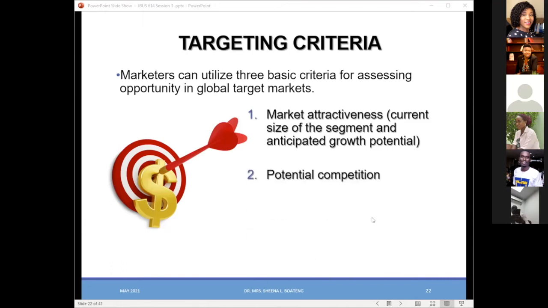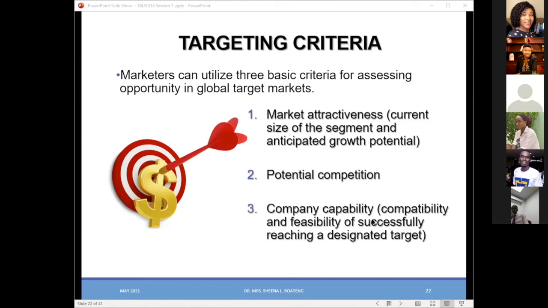Also, marketers need to consider competition. Some segments may be very attractive. However, they will equally be attractive to other competitors as well. So where you see you are targeting a segment that has attracted the attention of other competition, and there's the likelihood that it can drown you out, it is better to reevaluate your options and choose a segment in which you feel you can effectively compete without losing your initial investments.